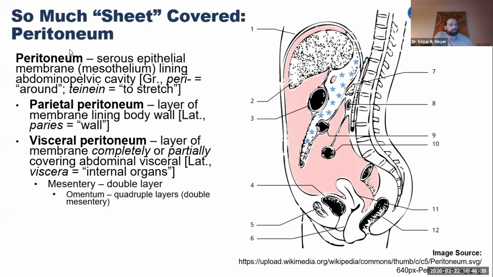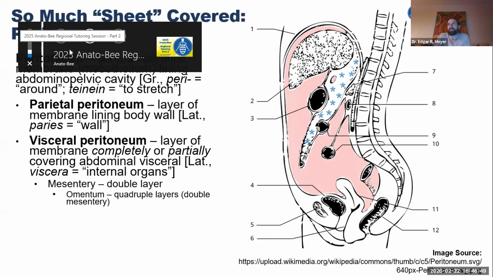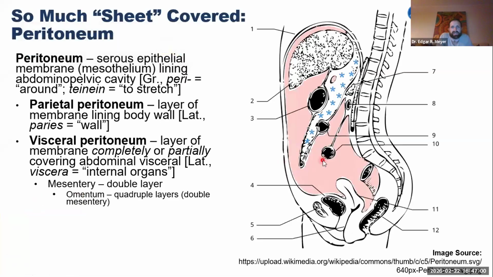All right, so with our visceral peritoneum, as these sheets fold on each other, if you can imagine the folding like two sheets folding on top of each other, they form what is known as a mesentery. So we can see some examples of these mesenteries here and here and here as I'm tracing with my laser pointer. Again, these are those double folds of visceral peritoneum.